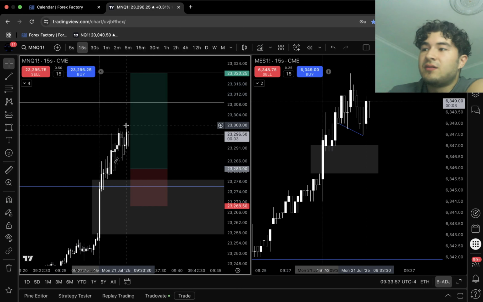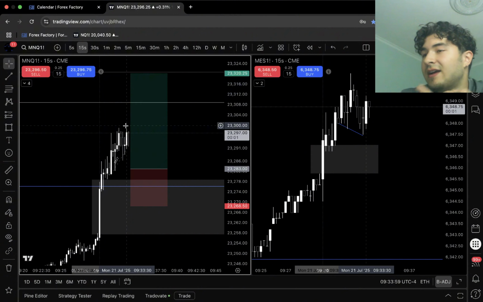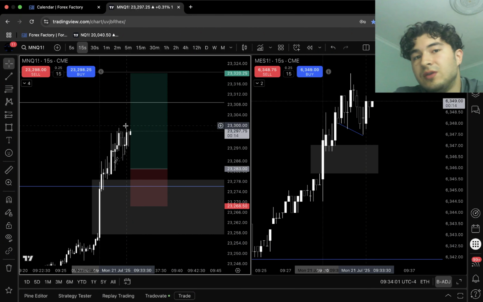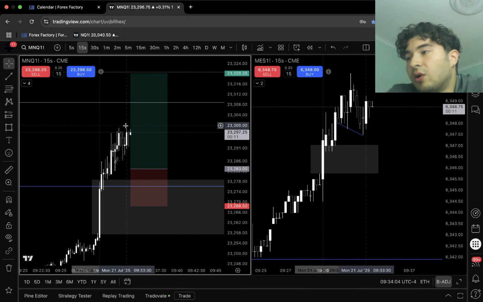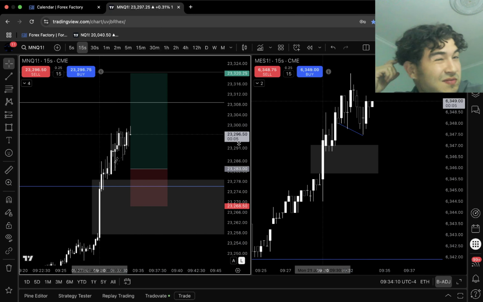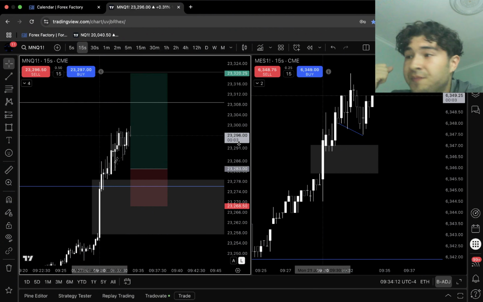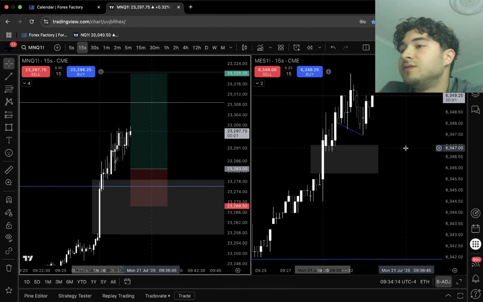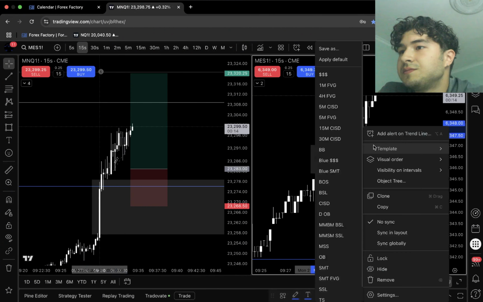If this pumps right now, technically an entry would be valid, but there would be no room. Literally, we would already be at the liquidity target. So if this pumps right now, I would probably call it a day. It would be unfortunate, but it is what it is.